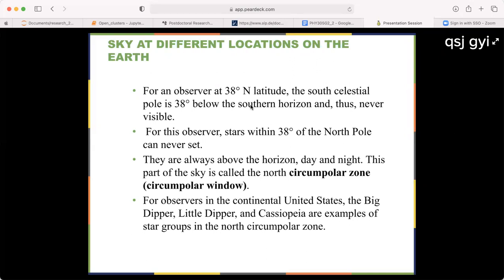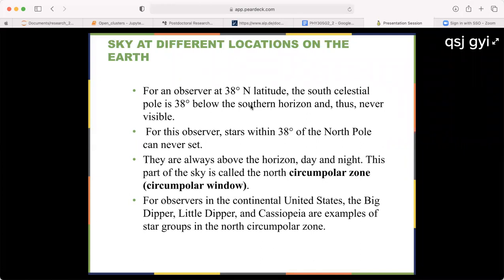Now, if you go to these latitudes like the United States, there are certain constellations, Big Dipper, Little Dipper, and Cassiopeia. So these are nice examples of groups of stars in this North Circumpolar Zone. Which means all these groups of stars never rise or set, right? They just go around inside this. So they are basically inside this circumpolar zone, right?